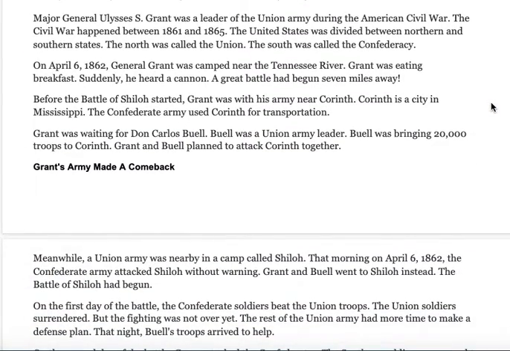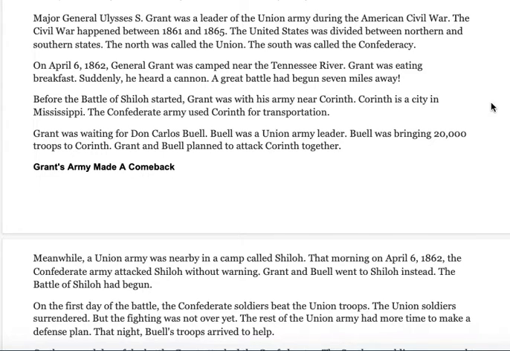Major General Ulysses S. Grant was the leader of the Union Army during the American Civil War. The Civil War happened between 1861 and 1865. The United States was divided between northern and southern states. The North was called the Union, the South was called the Confederacy.